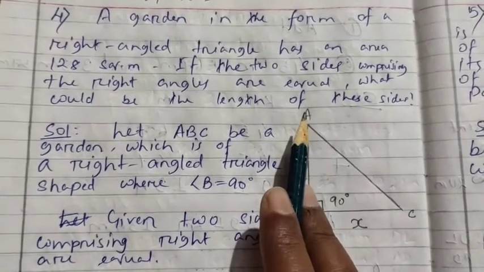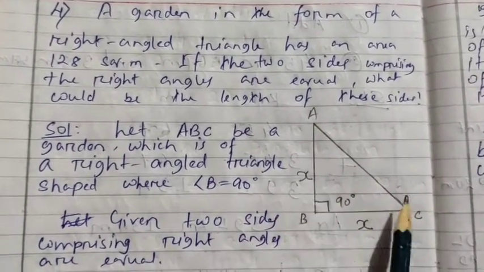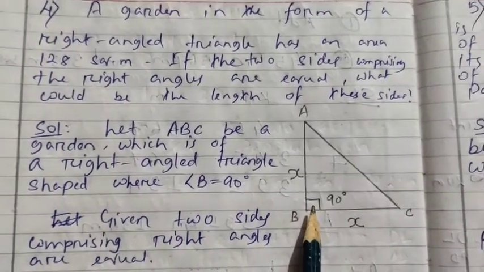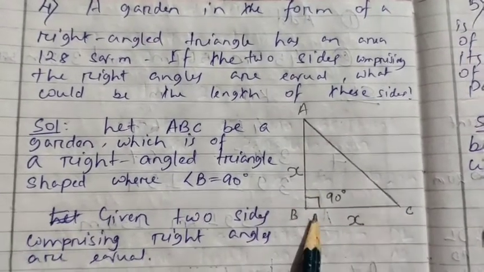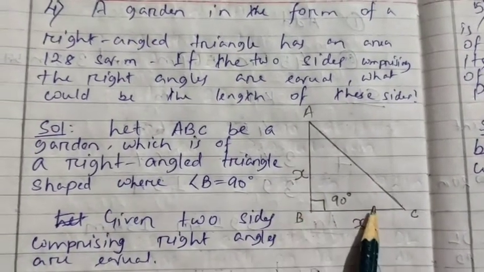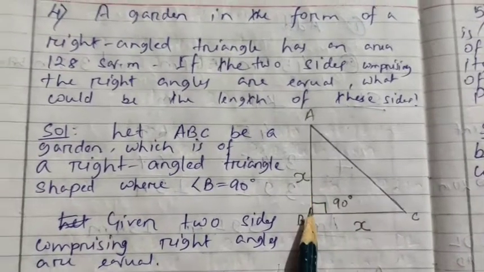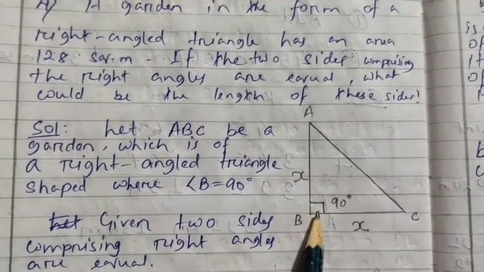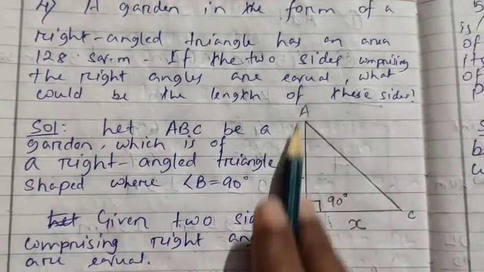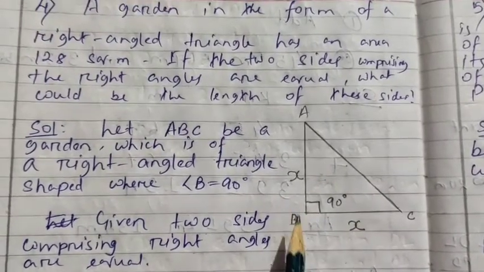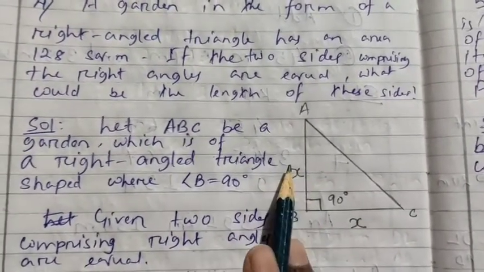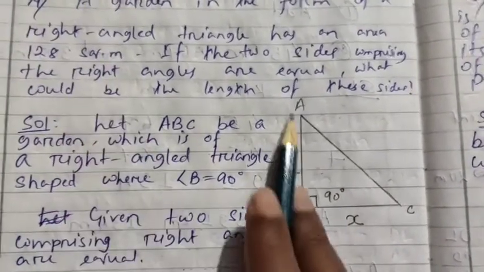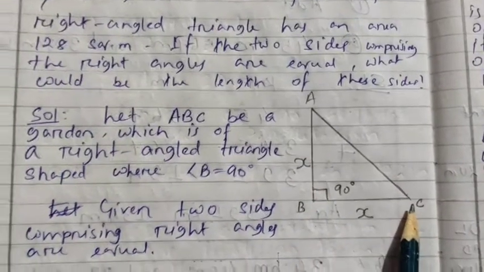That means the garden is in the form of a right angle triangle ABC, where angle B is 90 degree. That means angle B is a right angle, and it is given that the two sides comprising the right angle are equal in length. That means AB and BC both form that right angle B. So let us consider that side AB is x and side BC is also x, and the area is given in square meter. That means AB is x meter, BC we have taken x meter.